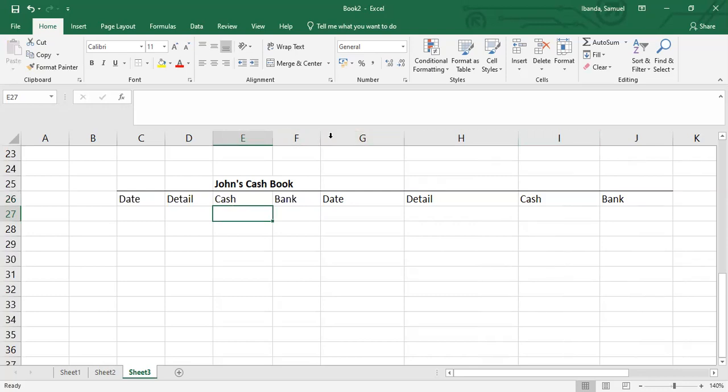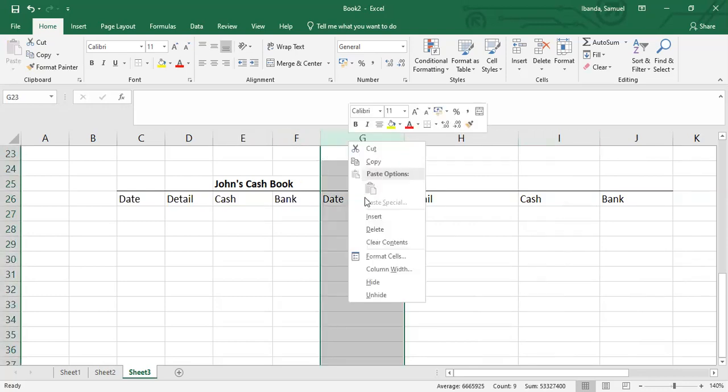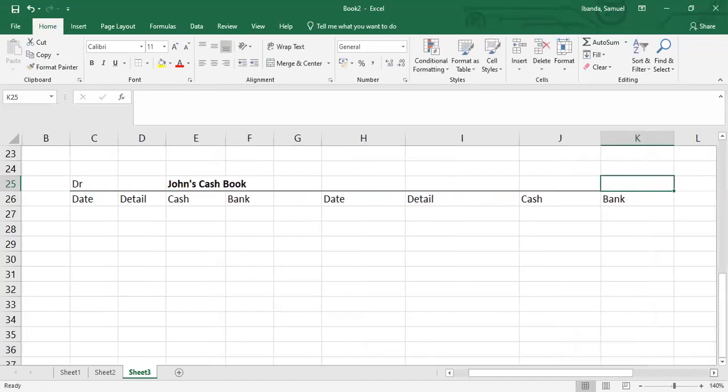So in case I had a discount, I would definitely add a discount here, okay? Just to know that in a cash book, the discount is on the debit side. Remember this is the debit side of our cash book, and then this other side is our credit side.